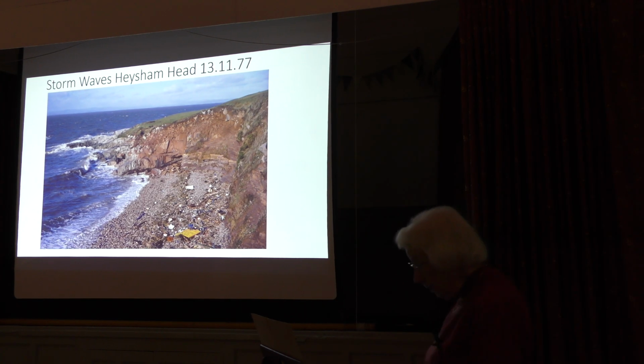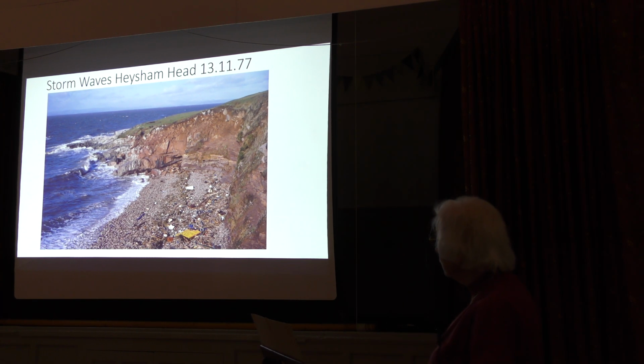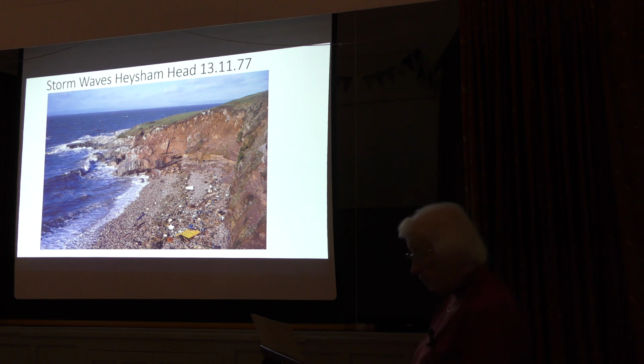Now, the other main influence in Morecambe Bay is, of course, the waves. And here you can see storm waves at Hest Bank Head on the 13th of November 1977. Now, 2 days before that, 11/11/77, so a very memorable date, there was a very big storm surge in Morecambe Bay on top of a high spring tide.